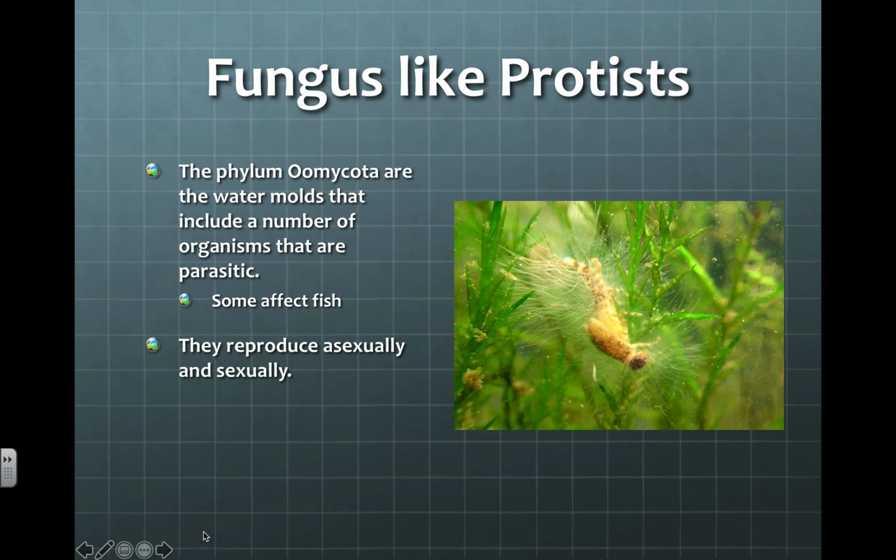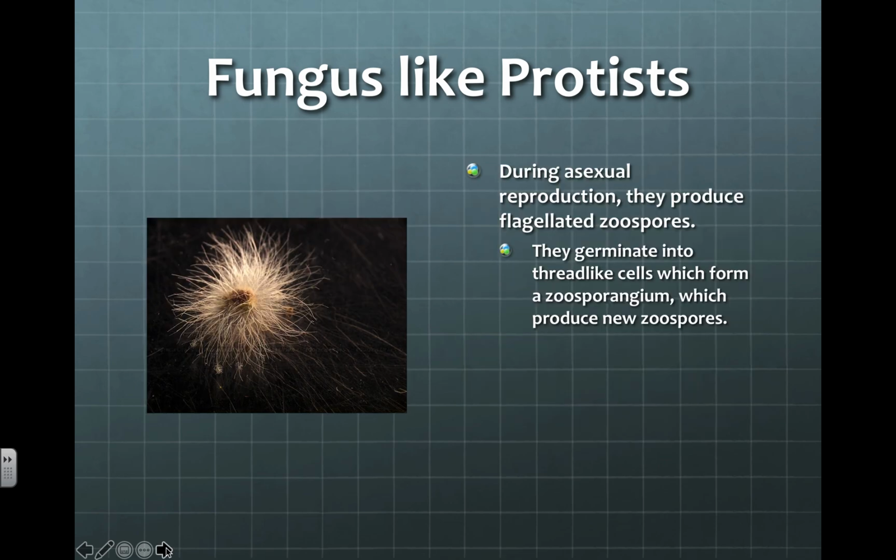They're sexual and asexual reproducers. Now, during asexual reproduction, they're going to produce flagellated spores. Remember, they're in water, so they're going to have flagella in order to swim. And they germinate into these thread-like cells, which form a zoosporangium. A zoosporangium has a structure that allows it to withstand and hold these spores, and then the zoosporangium is going to break open and release the spores, and the spores are called zoospores.